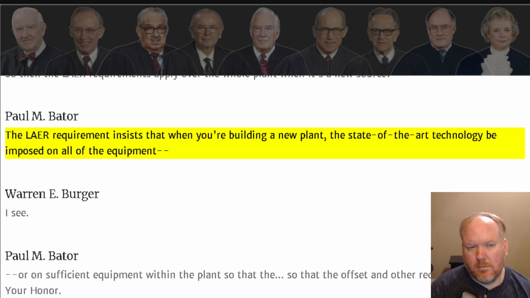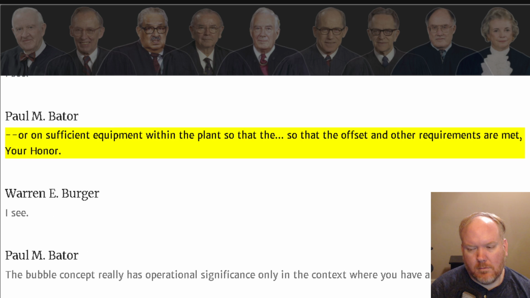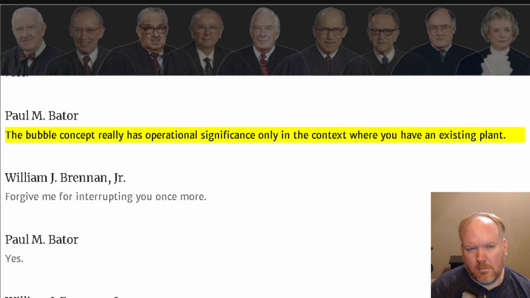The LAER requirement insists that when you're building a new plant, state-of-the-art technology be imposed on all of the equipment, or on sufficient equipment within the plant, so that the offset and other requirements are met, Your Honor. I see. Mm-hmm. The bubble concept really has operational significance only in the context where you have an existing plant.